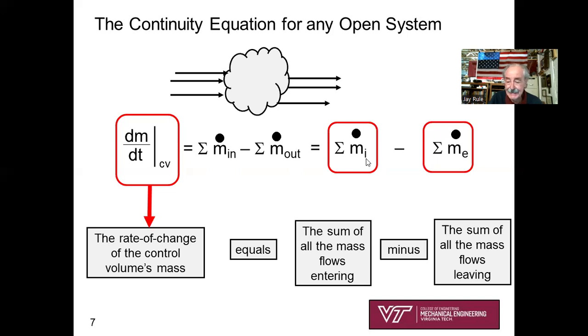I means in. The sum of the mass flow rates in, minus the sum of the mass flow rates leaving, exiting, e, exiting. In, i; exiting, e: the sum of the mass flows leaving. So that is a very clear and easy statement of the continuity equation for any open system. Okay, I'll leave it right there.